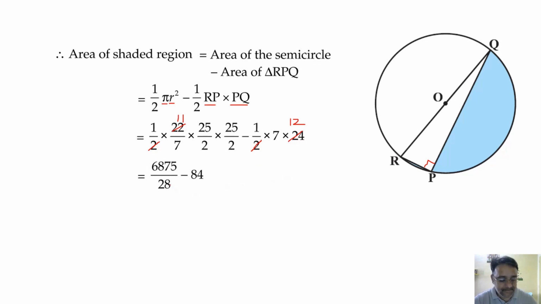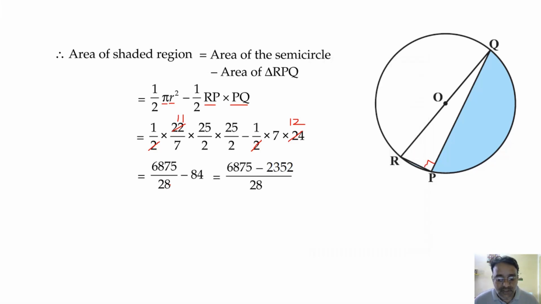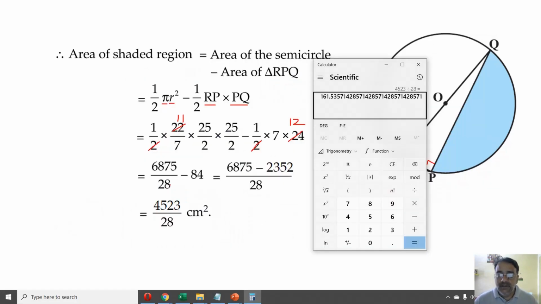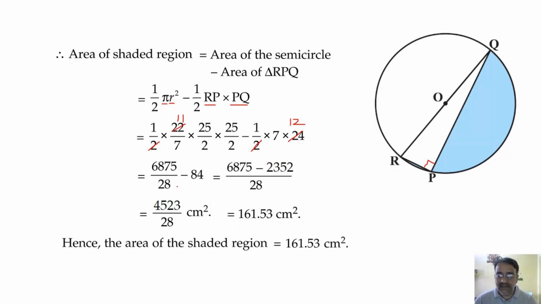Now we'll take LCM. Okay, we'll take LCM. 28 into 84, 2352. फिर हम लोग 6875 minus 2352 करेंगे. 4523. Okay. So 4523 by 28 and approximately this is equal to 161.53. So we'll get 161.53. Okay. So hence the area of the shaded region is 161.53 centimeter square. Any doubt in this question?